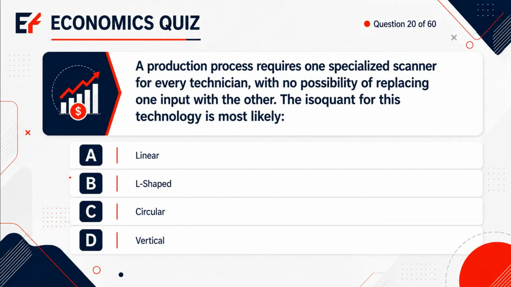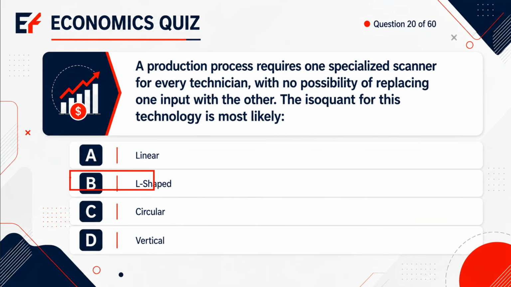Question 20. A production process requires one specialized scanner for every technician, with no possibility of replacing one input with the other. The isoquant for this technology is most likely A. Linear, B. L-shaped, C. Circular, D. Vertical. The correct answer is B.